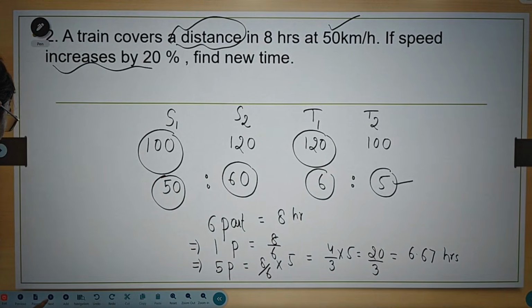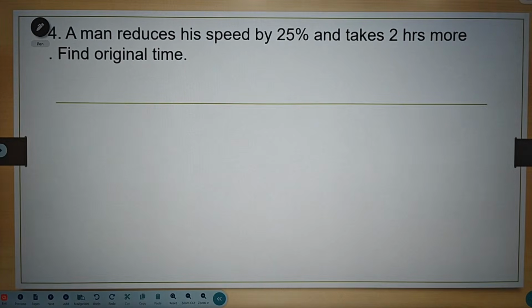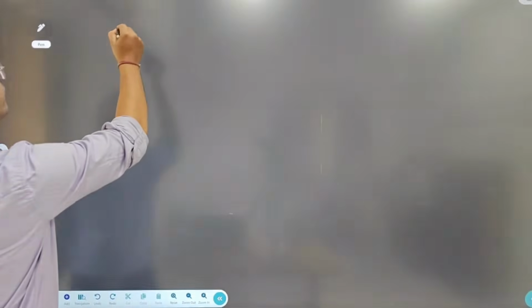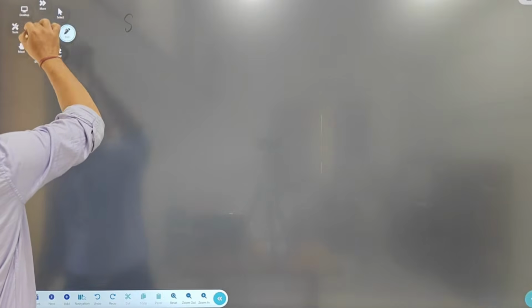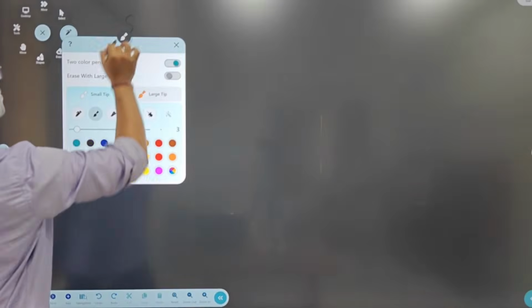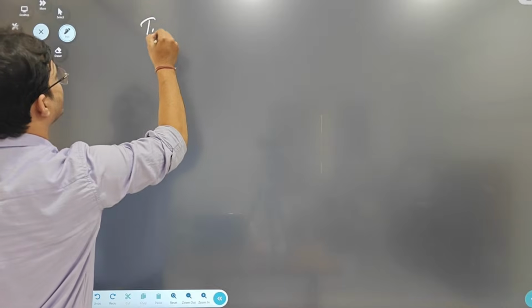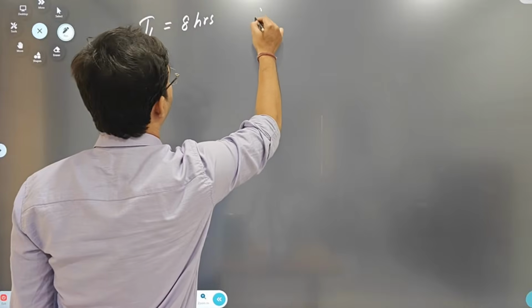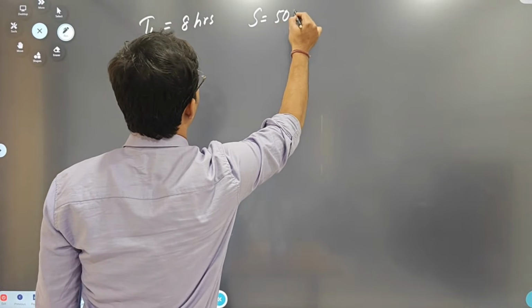Other way to do the same problem is: what is given here? 8 hours at 50 km per hour. Fine. So what is given? 8 hours at 50 km per hour. In the first case, the time is given as how much? 8 hours. Speed is given as 50 km per hour.